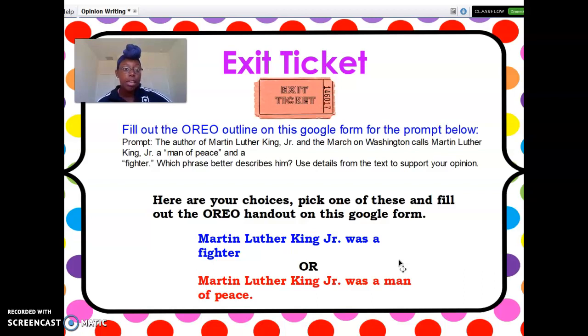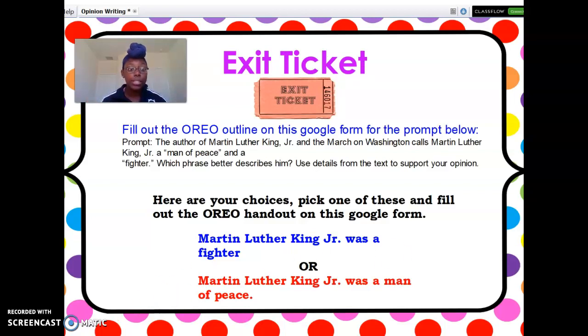Your prompt is, the author of Martin Luther King Jr. and the March on Washington calls Martin Luther King Jr. a man of peace and a fighter. Which phrase do you think best describes him? And you're going to use details from the text to support your opinion. So, the first thing you're going to do is you have to choose your opinion. Do you think Martin Luther King Jr. was a fighter or a man of peace?